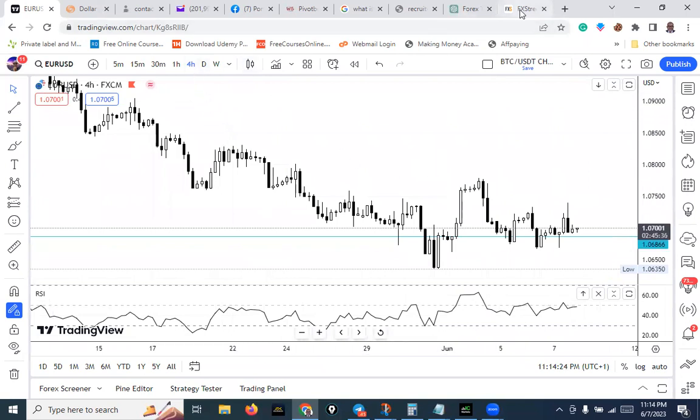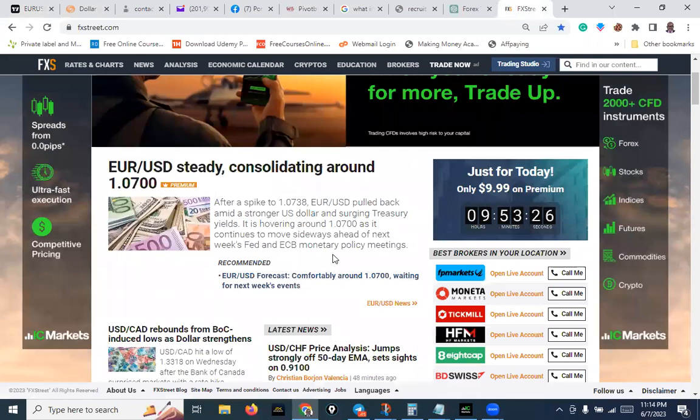Now, after doing that, you come to your FX Trades for your fundamental analysis and look at what the news is saying about this currency pair. Let me give you a typical example here. It said after a spike to 1.0738, Euro USD pulled back amid a stronger US dollar and surging treasury yield.